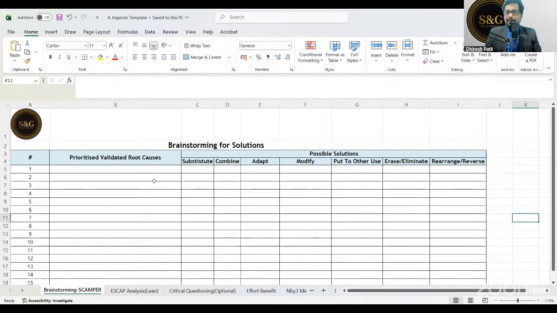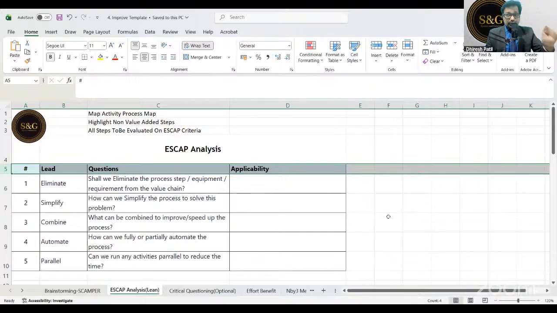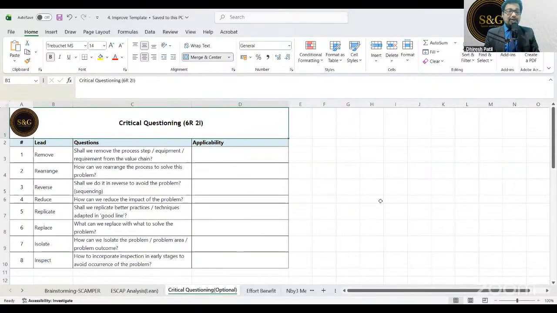Now this is SCAMPER. We substitute, combine, adapt, modify, and so on, so that you can identify the solutions here. Along with SCAMPER, we have added a few more. For example, there is something called ESCAP analysis, which is also in your curriculum, generally used in Lean, and similar to SCAMPER. It is eliminate, simplify, combine, automate, and parallel. The template has been given, and it is self-explanatory. There is another optional technique we have given, which is called the critical questioning technique.